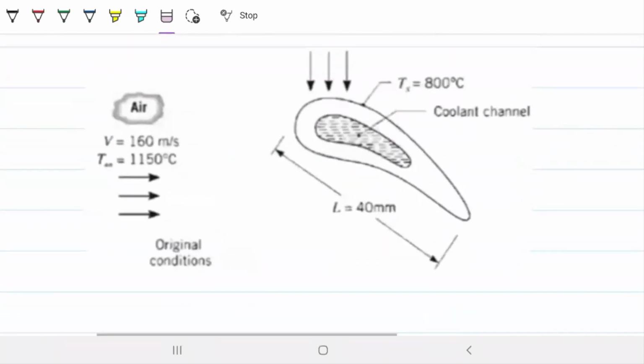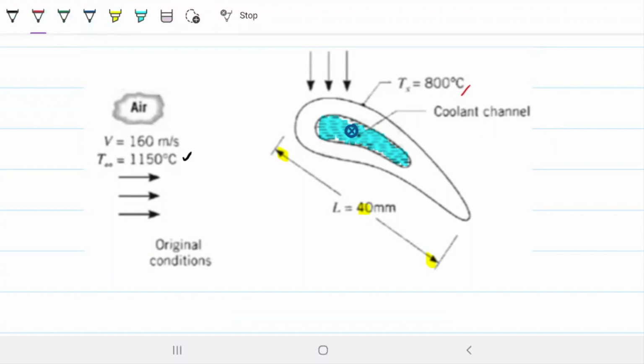So let's look at this here. We have coolant, and this is a coolant down here. And we know this is circulating inwards and outwards of the screen, right? So we're looking at it transversely. And we have the blade. The blade has a chord of length 40 mm. And the surface of this blade is at 800. And this blade is receiving energy from the air that's coming in at 1150.